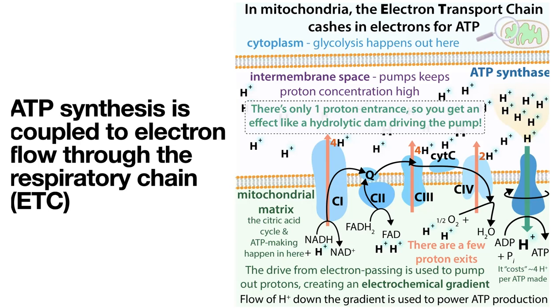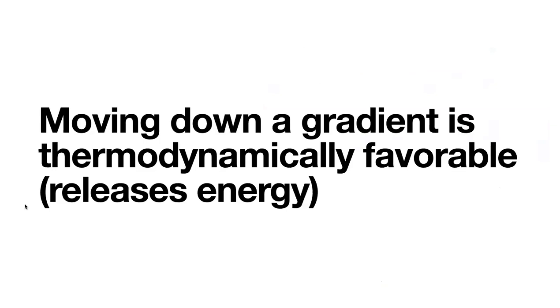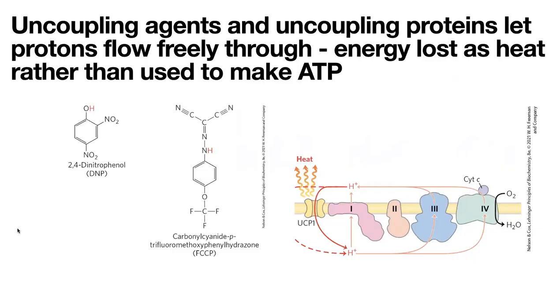We're not just going to let them in directly. Instead, we're going to use the energy from letting them in to power the production of ATP. Because remember, when we've got a gradient, we move things down a gradient, thermodynamic favorability, we're going to release energy. We want to release that energy in a controlled way that's going to allow us to use that energy to make ATP. Turns out that there are things called uncoupling agents.